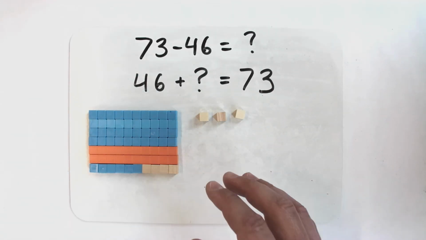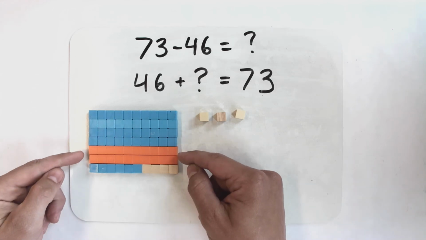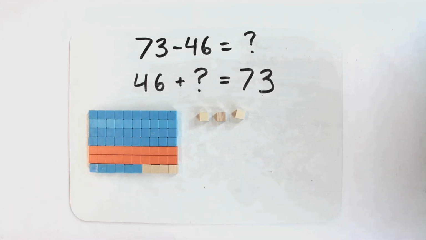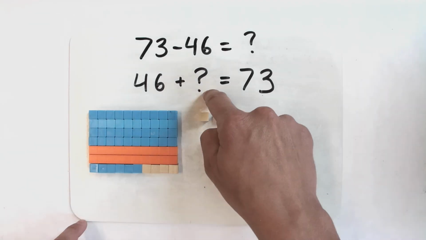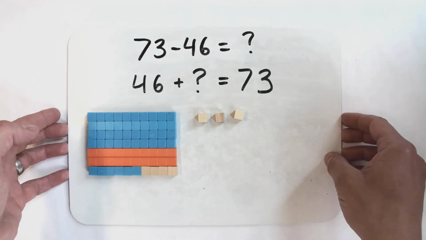So then I'm looking at, what did I have to add to 46? 46 is all the blue. What did I have to add to the blue pieces in order to get to 73? I had to add 2 tens, and here I added 4 ones and 3 ones, so I added a total of 7 ones. So I've added 2 tens and 7 ones for a total of 27. That question mark, the difference between the two, is 27. So that's the concrete model for this first strategy.